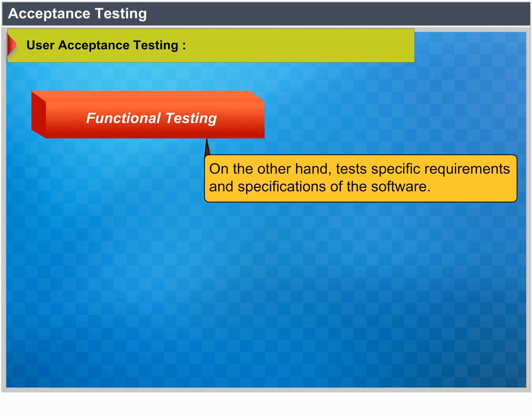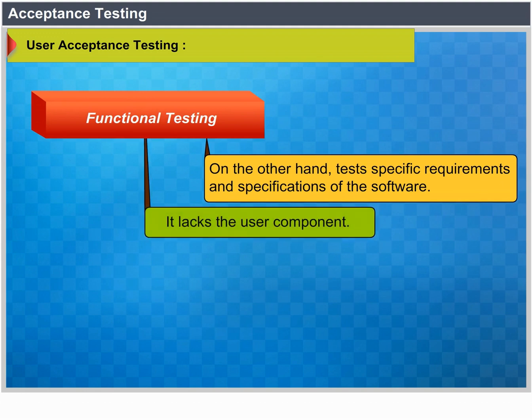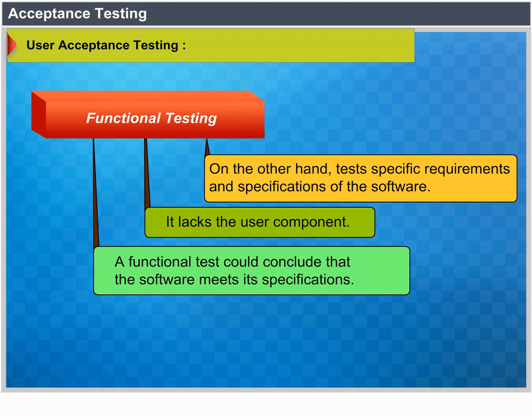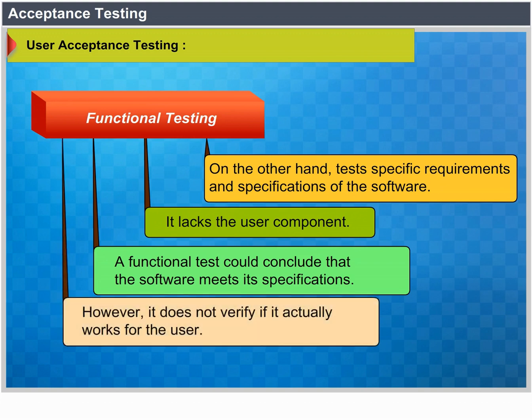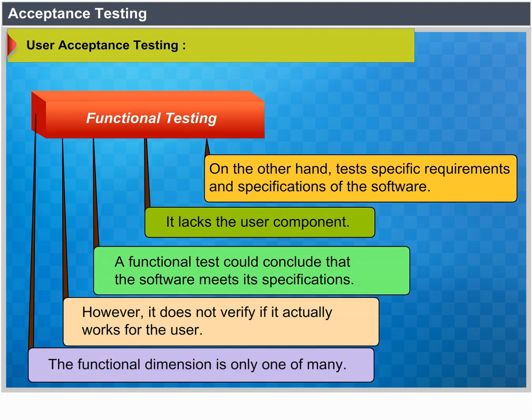Functional testing, on the other hand, tests the specifications of the software. It lacks the user component. A functional test could conclude that the software meets its specifications. However, it does not verify if it actually works for the user. The functional dimension is only one of many.